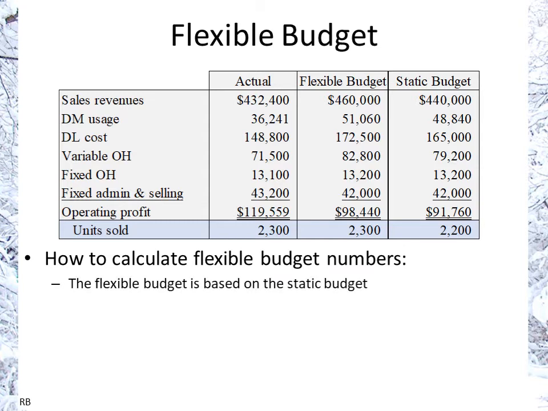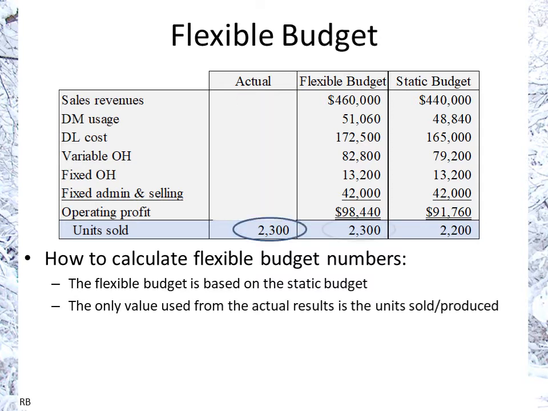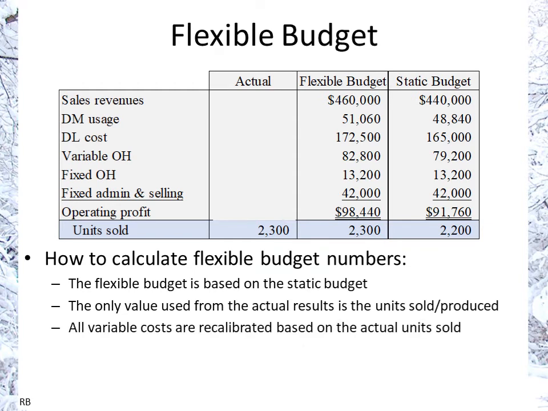The flexible budget is based on the static budget. The only value that we use from the actual result is the units sold. The variable costs are recalibrated based on the actual units sold, and the fixed costs are kept at the static budget levels.